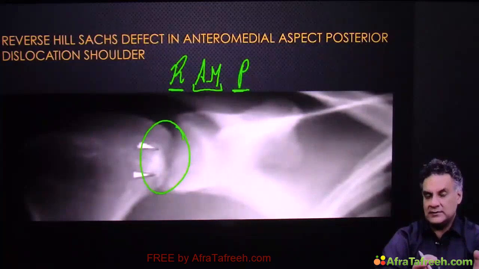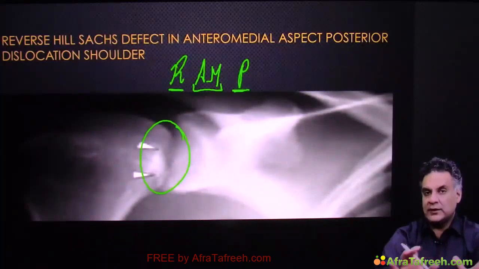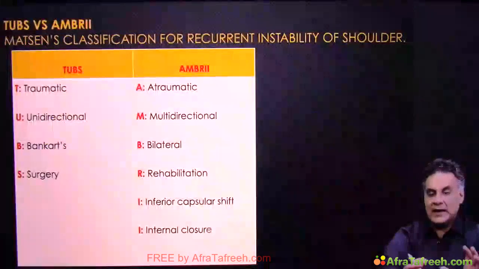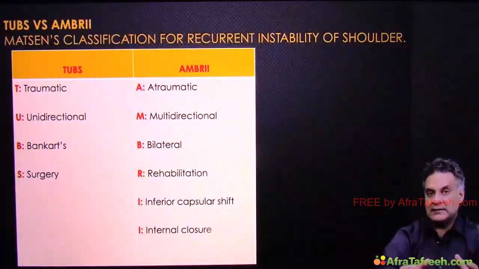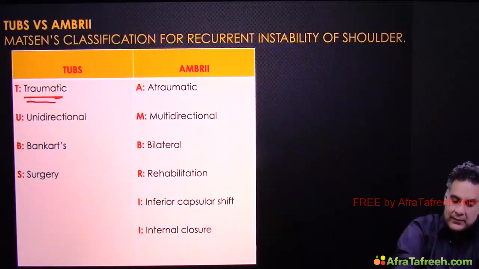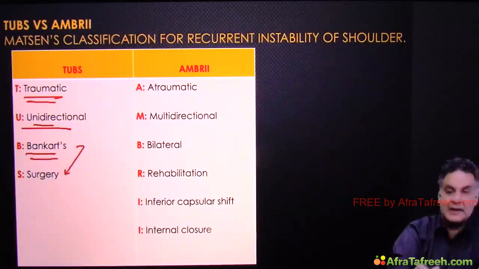Anterior dislocation, posterolateral defect in the head. Posterior dislocation, anteromedial defect in the head. So it's opposite. And classically, the recurrent dislocation has been classified by Matsen into two types, TUBS or AMBRI. TUBS: traumatic, unidirectional, usually anterior. Bankart's lesion, repair it, called Bankart's surgery.